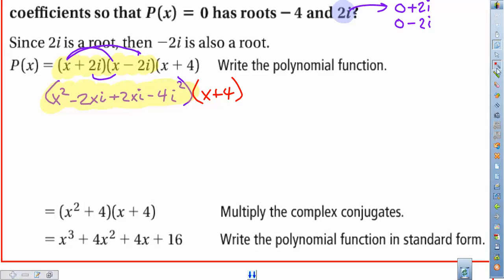But let's simplify this expression here. Notice what happens right here. I don't care if these are imaginary or not. They're opposites of each other. And when you combine like terms that are opposites, they're going to add up to 0, aren't they?